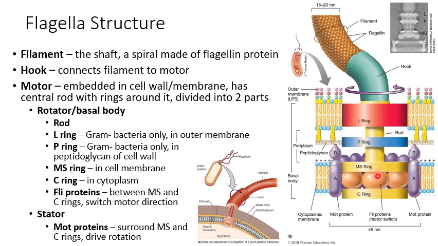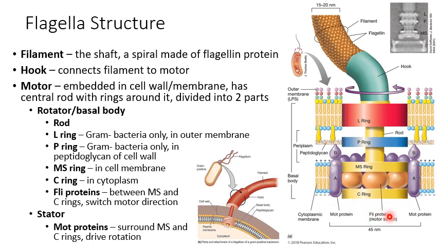In the center, you have the rod, which rises up from the C ring, passes through all the different rings, and plugs into the hook. Then you have the stator, which has MOT proteins. You have MOT A and MOT B proteins that are surrounding the MS and C rings.